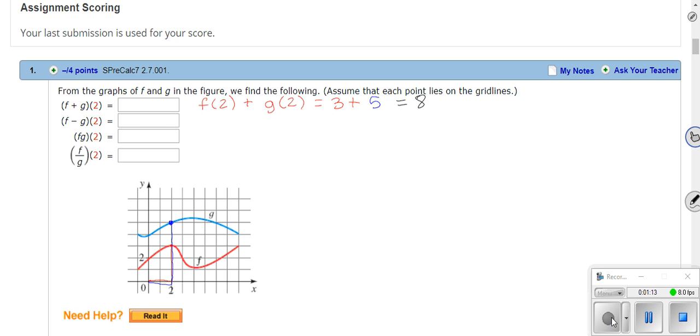So like the last one, it would literally be f of 2 divided by g of 2. Okay, that's the best way to do them, and look at the graph. Okay, any questions on that one? Everybody good? All right.